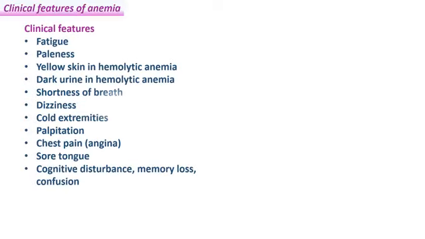Clinical features of anemia: fatigue, paleness, yellow skin in hemolytic anemia, dark urine in hemolytic anemia, shortness of breath, dizziness, cold extremities, palpitation, angina chest pain, sore tongue, cognitive disturbance, memory loss, confusion.